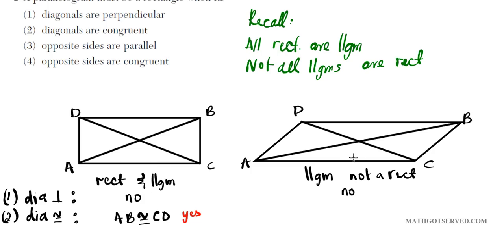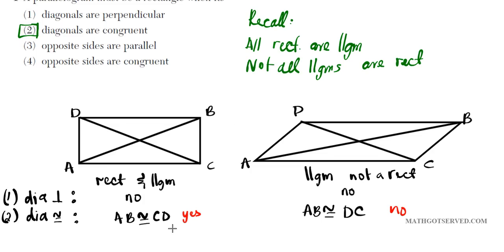All right, let's take a look at this case right here. Is AB congruent to DC? The answer is clearly no. AB is much longer than DC, even though this is a parallelogram. So this is the condition that we're looking for. Our answer is option number 2 because diagonals of a parallelogram must be congruent in order for it to be a rectangle.